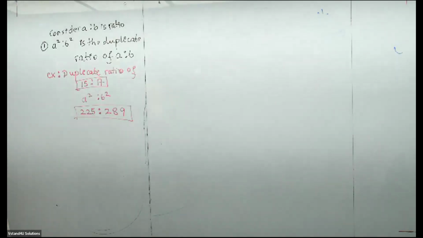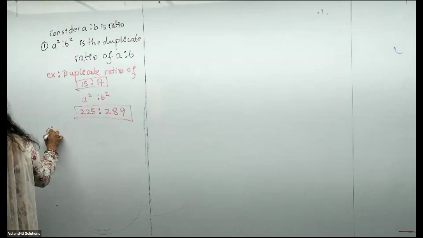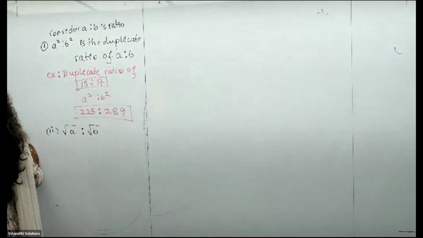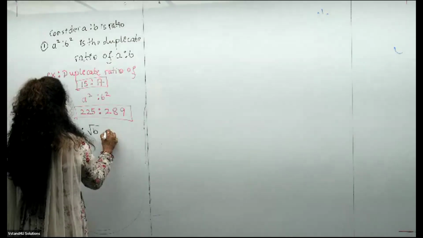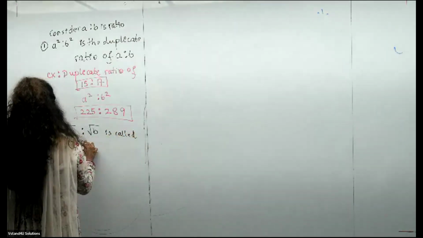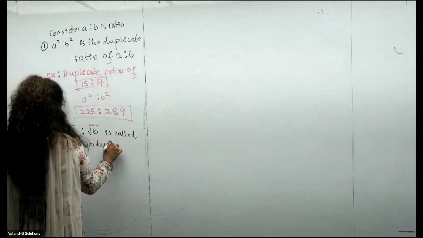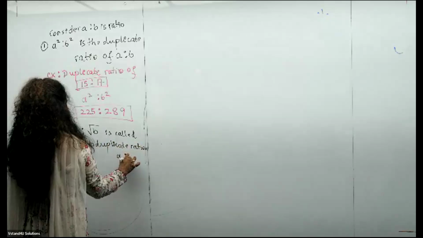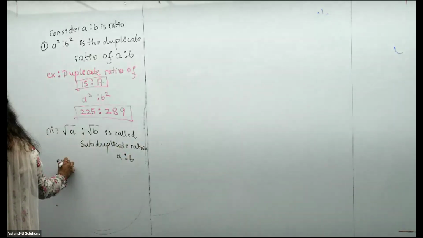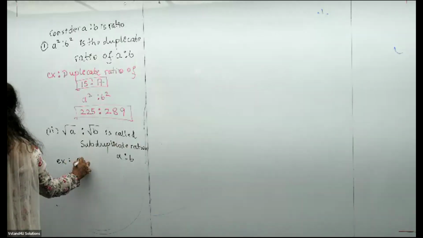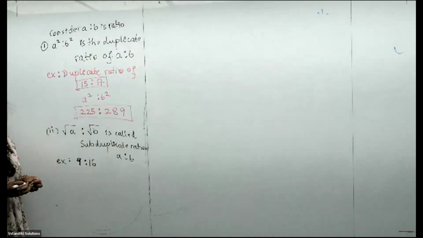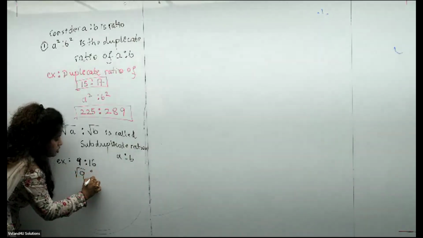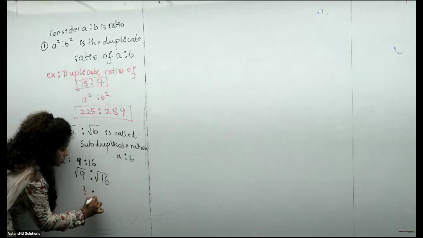Clear? Done? You have the next one. You have the second one saying square root of A is to square root of B. Square root of A is to square root of B is called sub-duplicate ratio. Sub-duplicate ratio of A is to B. So now for an example, if I take 9:16, what is the sub-duplicate ratio for this? It is nothing but square root of 9 is to square root of 16. So it is nothing but 3:4.